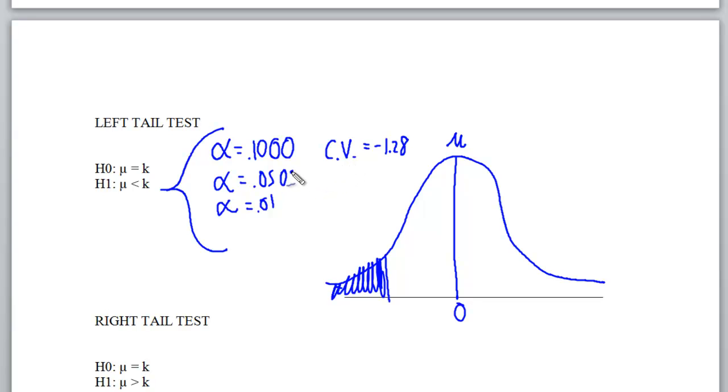Now if you look at 0.0500, then you'll notice your critical value is negative 1.65. Now I'd like you to go and look for this one in your book, pause the video, and then come back and see if your critical value is right. The critical value of a 1% is going to be 2.33 standard deviations below the norm.